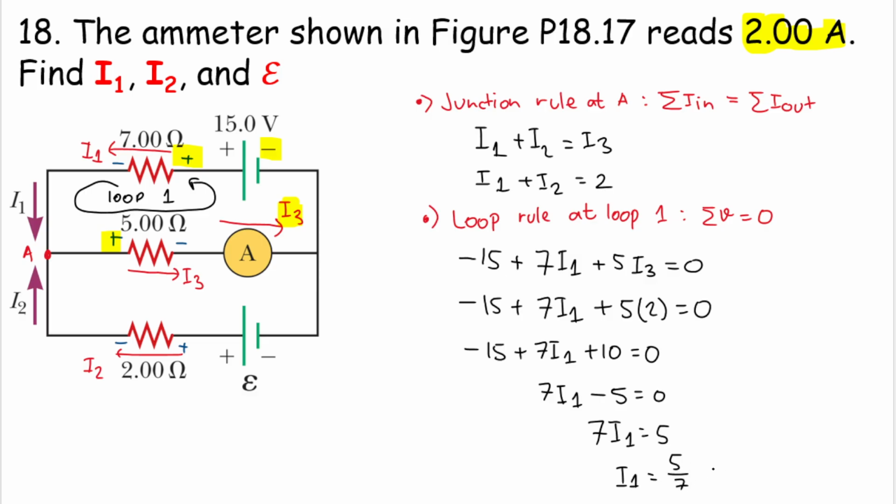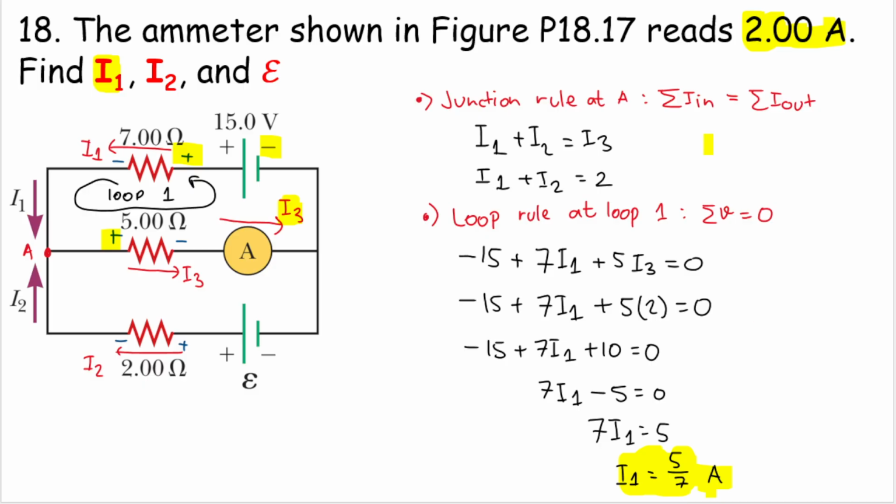And the unit here will be in ampere. Good. And that is one of the values that we need to find out. This is I1 here. Good. Now let's do another loop rule, but this time at this loop here, at loop 2. So this current is going like this, so I think I will have the loop goes like this. So let's have this as loop 2.